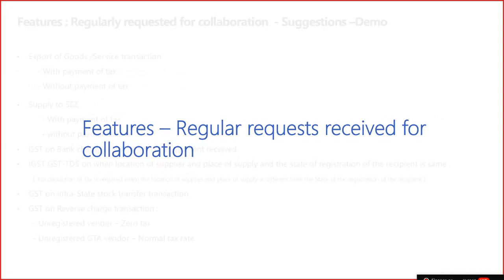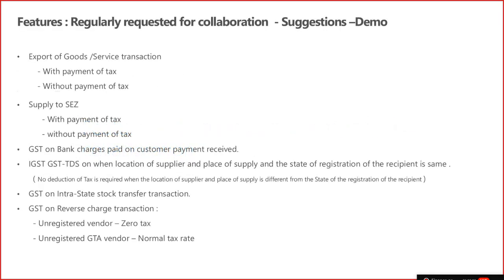Then I will discuss quickly some of the features where we are getting continuous escalations, continuous queries or requests for collaborations. So first is export of goods and services with payment of tax and without payment of tax. The configuration currently calculates by default no tax on export transactions, but companies and customers have scenarios where they need to calculate the tax and get a refund. For this requirement, I will take you to the configuration application where you can make the changes.